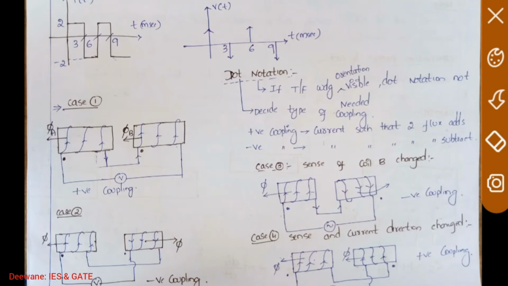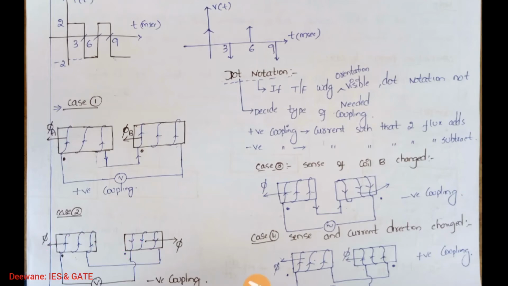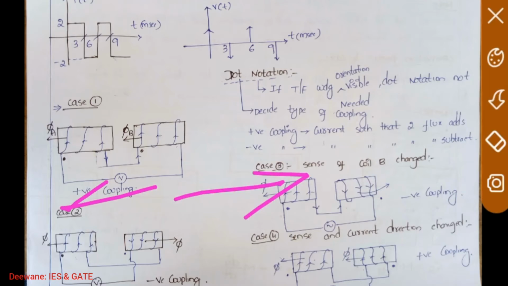See friends, listen carefully. In the first, current is entering the dot; in the second, current is leaving the dot. And what coupling did you get? You got negative coupling. Both are opposite to each other. If current enters the dot in the first coil and current leaves the dot in the second coil, the nature of flux is subtractive. This is the actual case of a transformer. In a transformer, coupling is always negative.